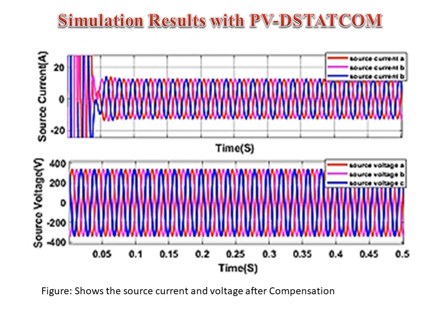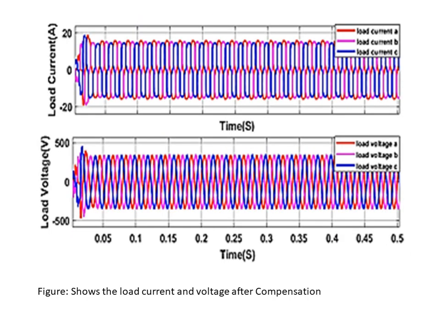When we connect the Dstatcom, the source current becomes sinusoidal and the Dstatcom reduces the total harmonic distortion. The source voltage is sinusoidal after compensation. The load current and the load voltage results are shown in the figure.